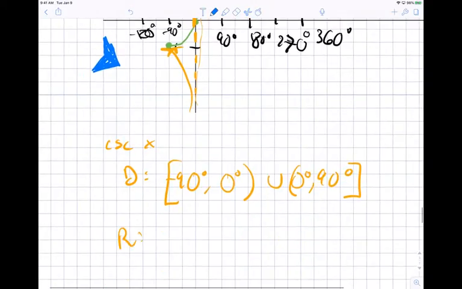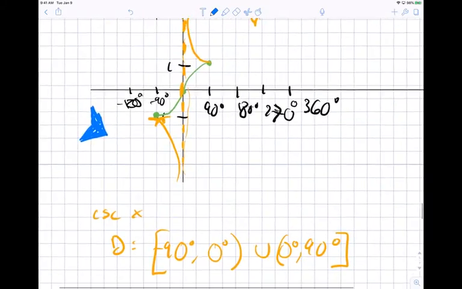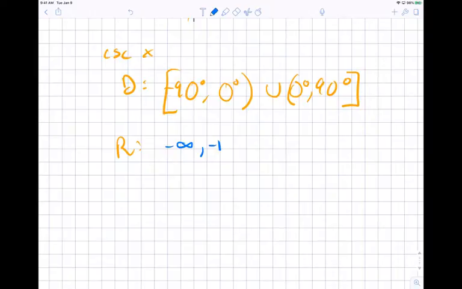So we said the range was negative infinity up to -1, union 1 to infinity. All right, so like this, we actually reach the -1 and the 1. I think that's it. That's the range.